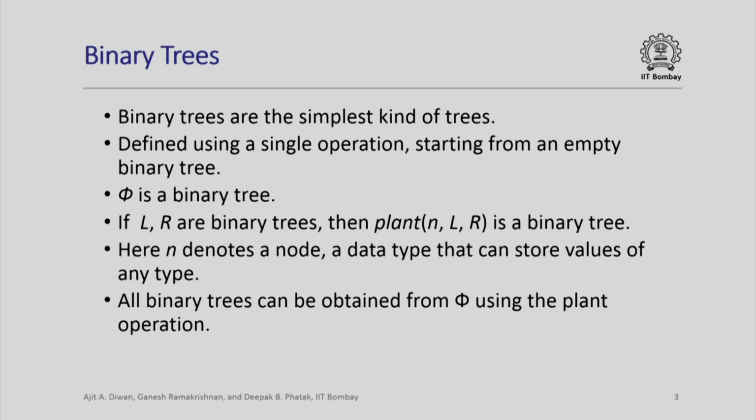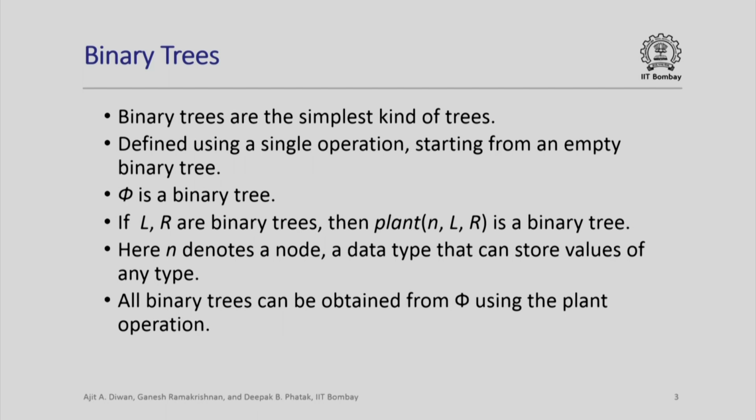Here N denotes a node, or essentially a data type that can store values of any type. So N, a node, is considered a generic type, it can store values of any other type, and for defining a tree we just think of node as being a type, and we build a new tree from two existing trees L and R by planting them at node N.